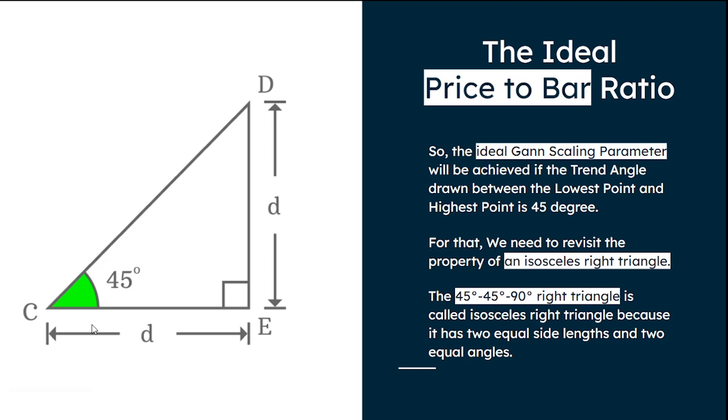So for that we need to revisit the property of an isosceles right triangle. If you remember in class 10 geometry, in our matriculation geometry, it is a 45-degree, 90-degree triangle, which is called an isosceles triangle. They have equal length, so D is equal to D here. So they have two equal sides, because if you remember, the summation of the three angles in a triangle is 180 degrees. It is 90-degree, so the other two have to be the same, 45 degrees.